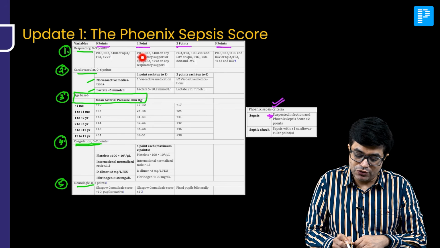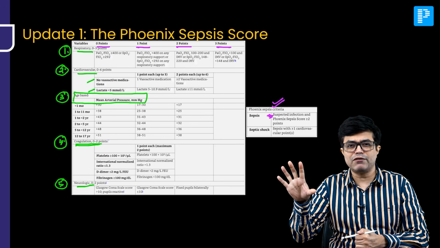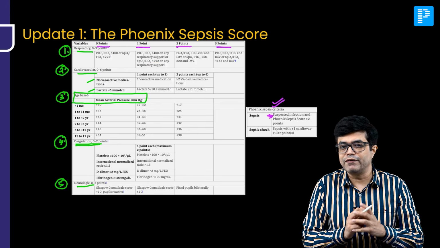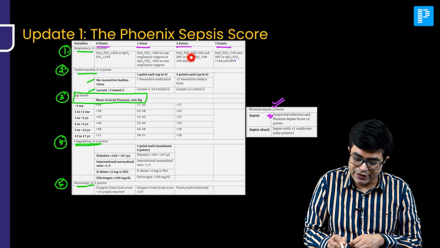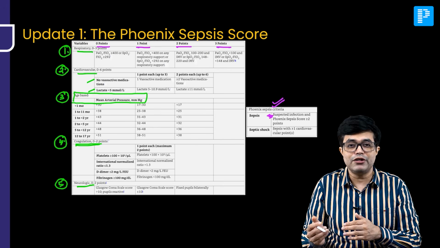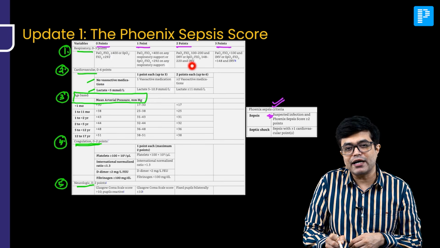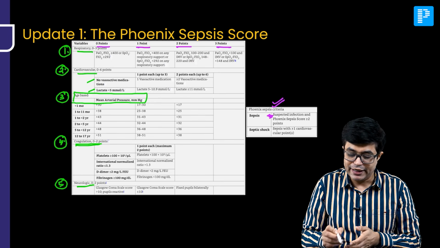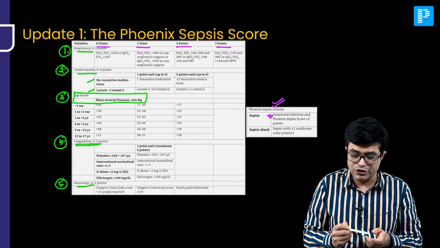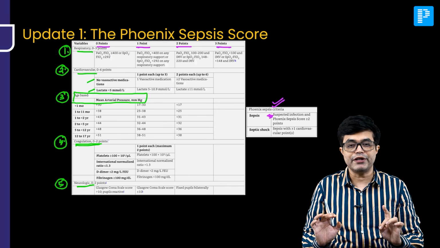So if the PaO2 to FiO2 ratio falls below 400 or the patient is on any respiratory support, irrespective of the type, or SpO2 to FiO2 is less than 292, then you give a score of 1. If the PaO2 to FiO2 ratio is 100 to 200 and intermittent mechanical ventilation is being used, or SpO2 to FiO2 ratio is 148 to 220 and IMV is being used, then you give a score of 2. And when the PaO2 to FiO2 ratio falls below 100 and SpO2 to FiO2 ratio becomes less than 148 along with IMV, then you would say the patient has a score of 3.